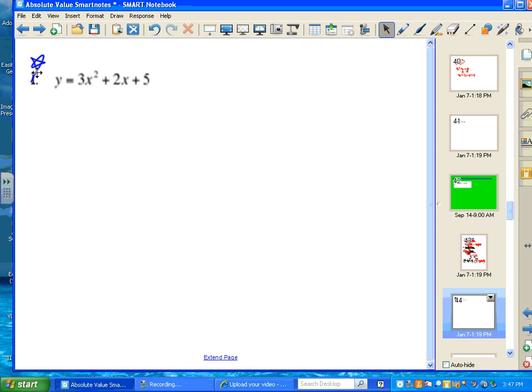Okay, so that ends solving equations using the quadratic formula. Again, remember, you use that whenever you are not able to factor.